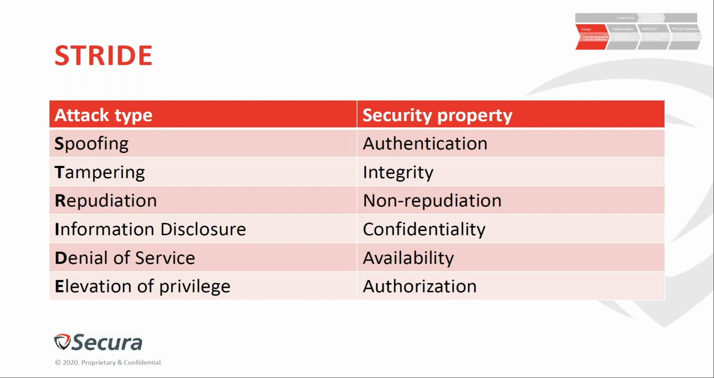And with each attack type, there is an associated security property. So for example, to protect against spoofing, we want to have the property of authentication. And against tampering, we want to have integrity. Against repudiation, we want non-repudiation, and so on. We can think which of these properties we want to have in our system, or equivalently, which threats we don't want to have.